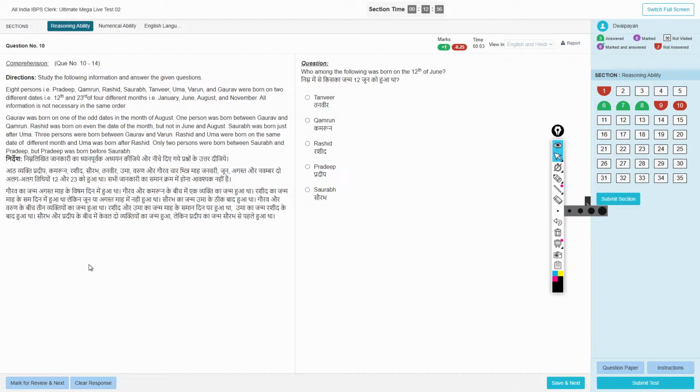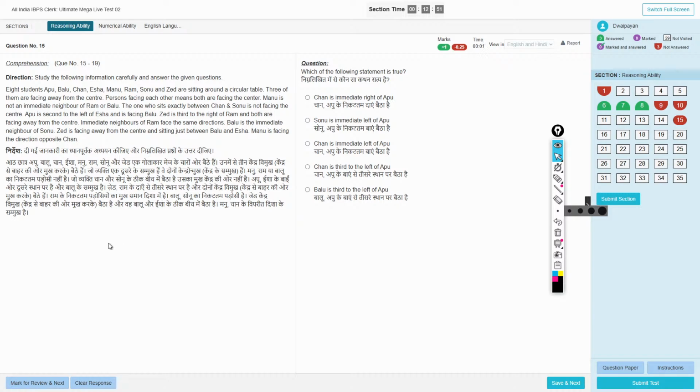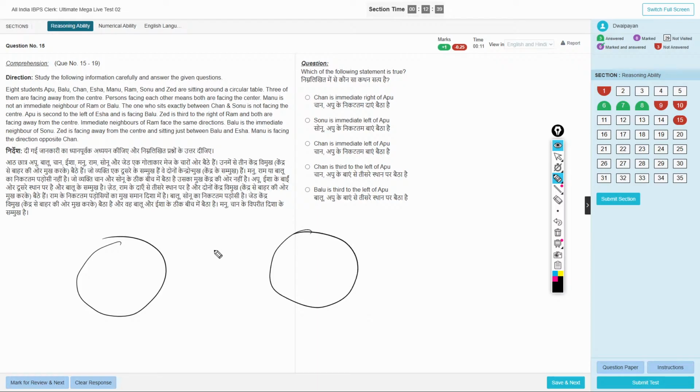8% born on two different dates. Yeah, skip it for now. A student circular table. Okay, three facing away. Doable. 1%, 2%. Total 8 students. 1, 2, 3, 4, 5, 6, 7, 8. Circular table, 3 of them facing away, and inside then 5, persons facing each other, I mean both center.